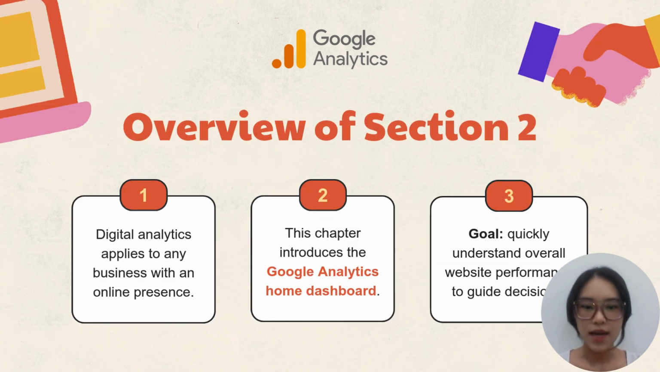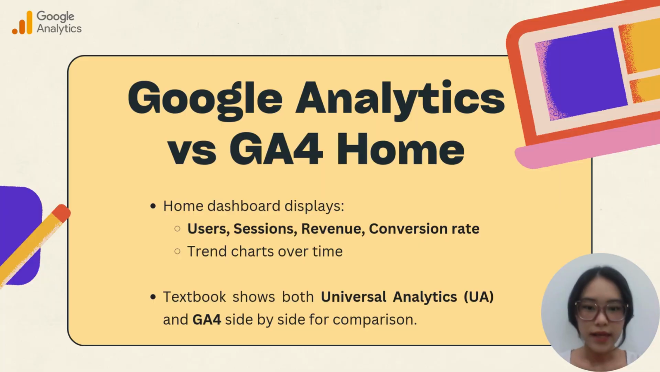Digital analytics applies to any business that has an online presence. This section introduced the Google Analytics Home Dashboard, which provides a high-level overview of website performance and helps teams make informed decisions quickly. The Home Dashboard presents core performance indicators such as users, sessions, revenue, and conversion rate. It also includes trend charts that reflect performance over time.